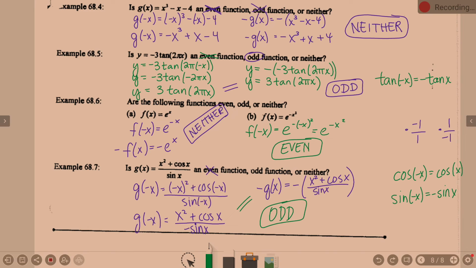Okay. Pre-cal review with some calc thrown in there. Technically, it really is pre-cal. I mean. Okay.